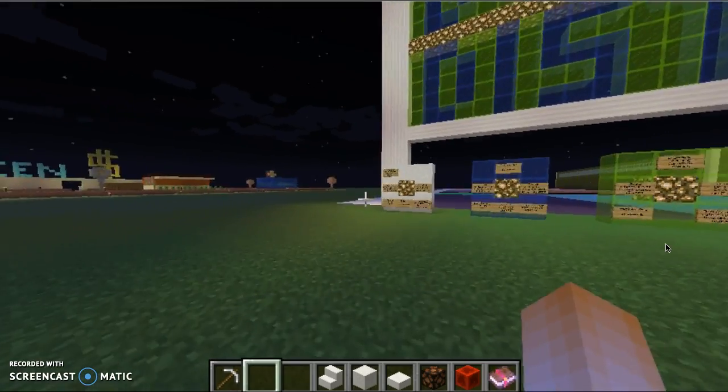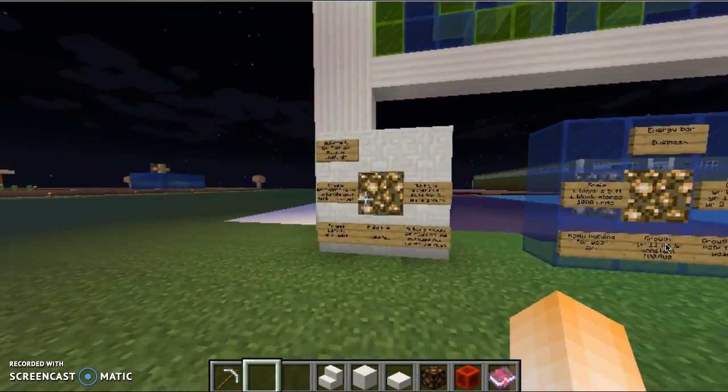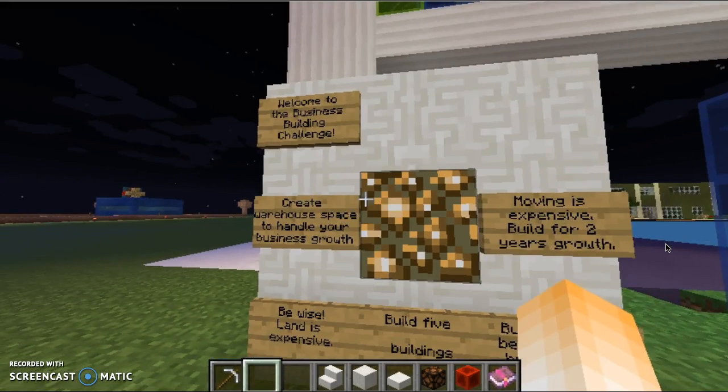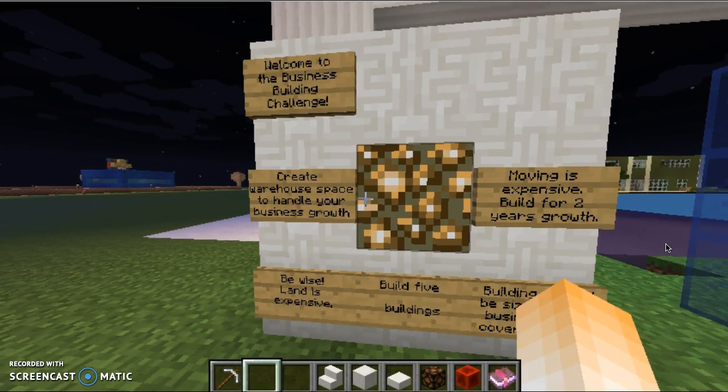So I've set up these information walls, I guess. Here's the basic wall that gives them the initial information overall. The class will be divided into two groups, and then each group will subdivide to accomplish each part of the task. Their task is to create warehouse space to handle their business's growth.